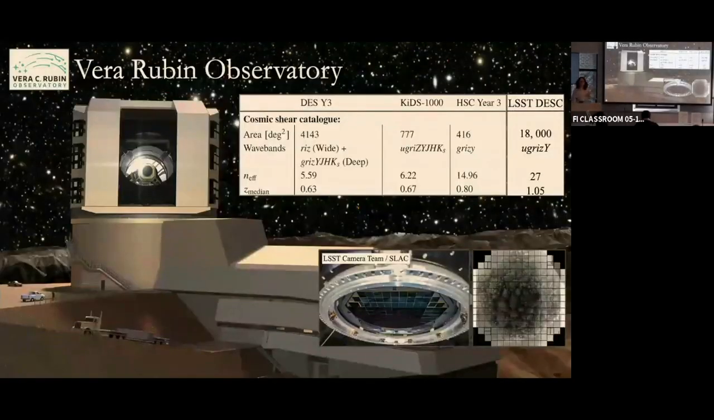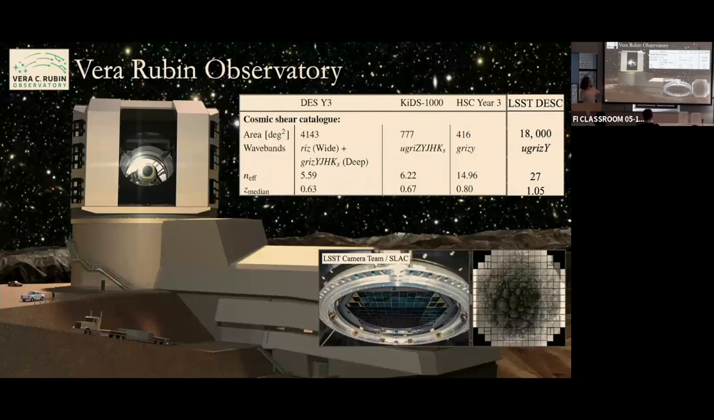Now, Rubin will blow us totally out of the water. So it's a 10-year survey, three-day cadence. Every 3 days, we'll keep building up a new image of our entire southern sky, getting us down to I-band magnitude of 27. And compared to DES, we will quadruple the area that we have and quadruple the number of galaxies that we get per square arc minute. So it's very easy to imagine that in a couple of years, we will have 1 billion galaxies that we're doing.